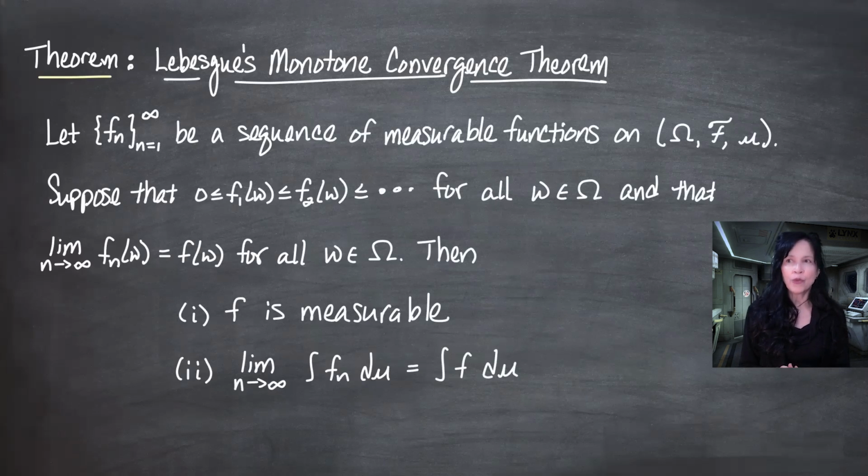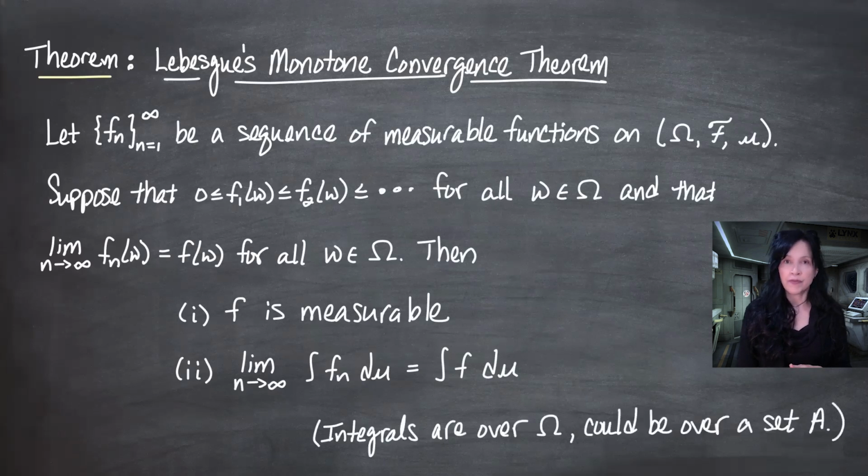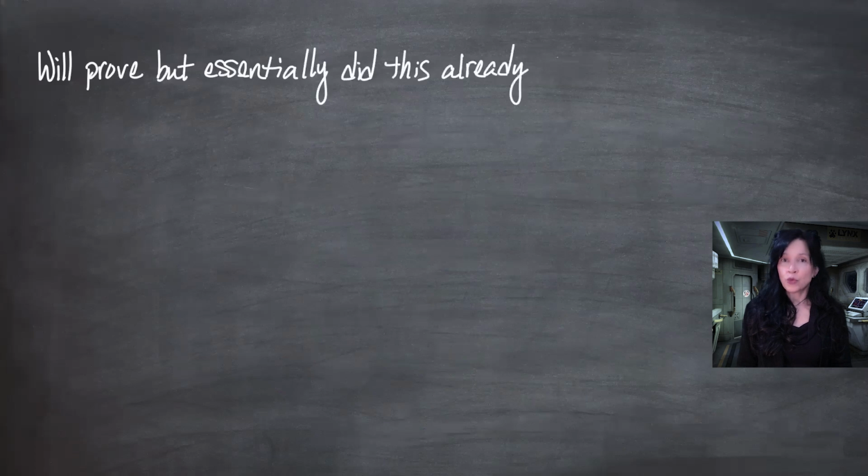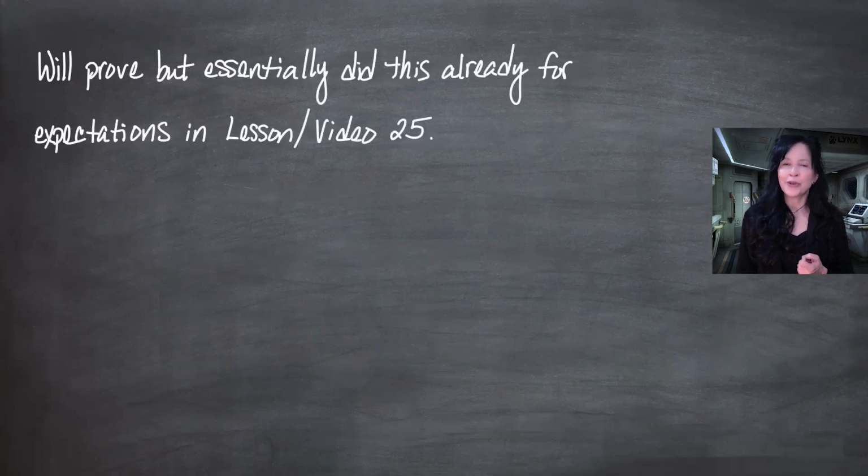So one thing I want to point out is that I don't have anything under the integral sign. When you see that, you can usually, and for me for sure, assume that this is an integral over the full omega. And this statement will in fact hold if I'm integrating over just some set A from the sigma field curly F. Okay, so we're going to prove this, and we kind of already did, in lesson or video 25, I believe, when the functions were random variables and the integrals were expectations.